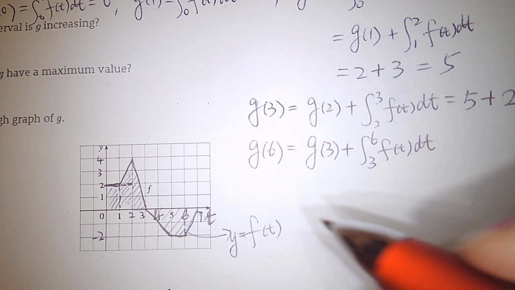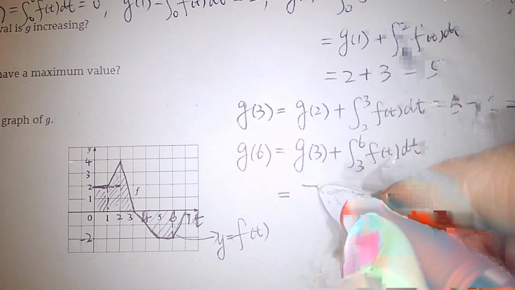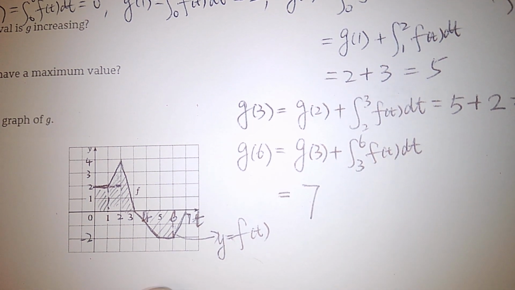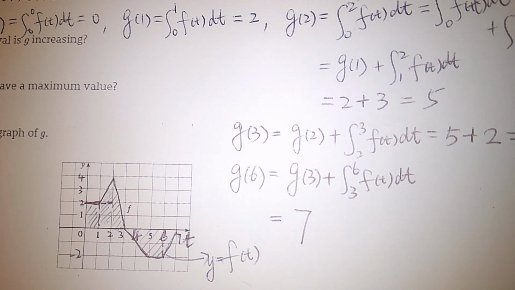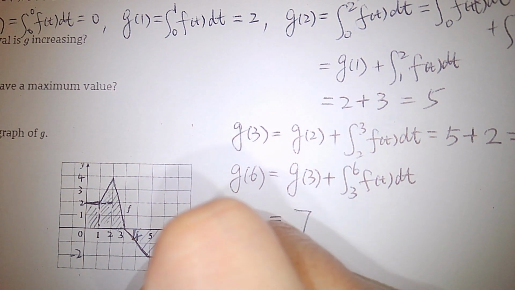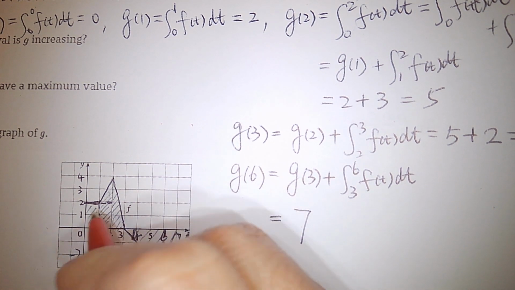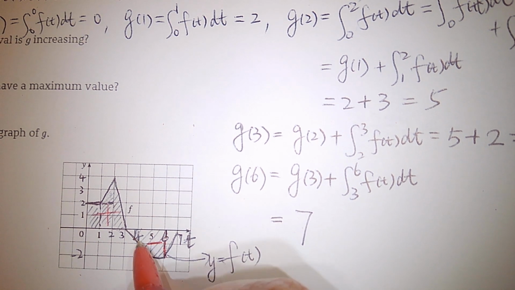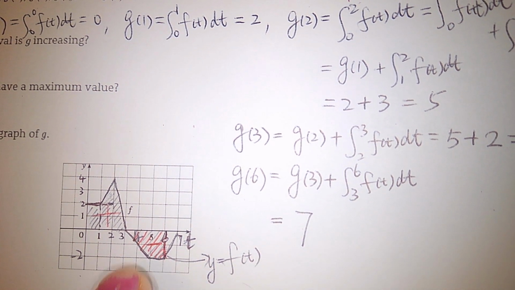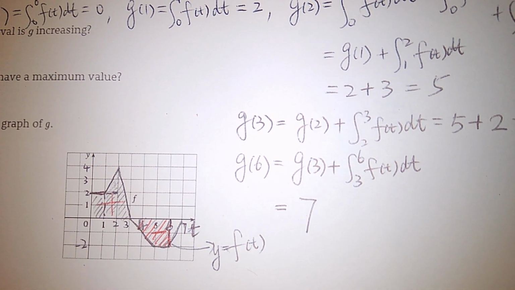Okay. So G of 3 we know is equal to 7. Also be careful here. If the region is below the t-axis, how about the area? It becomes negative. So this is positive, and this will become negative. So what is the area for this trapezoid in total?